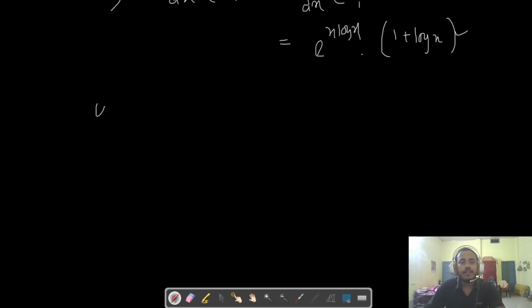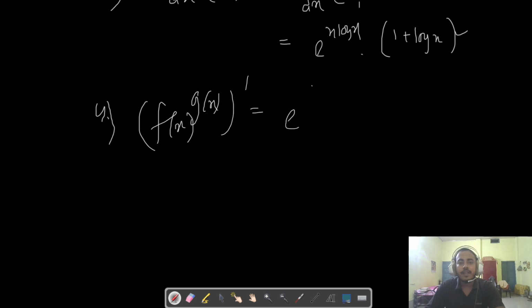Okay, let's try a very general one. Let's say you have f of x to the power g of x, and you want to find the derivative of this one. It's also easy. Similarly, just write e to the power g of x log of f of x. Now name the functions according to priority 1, 2, 3.